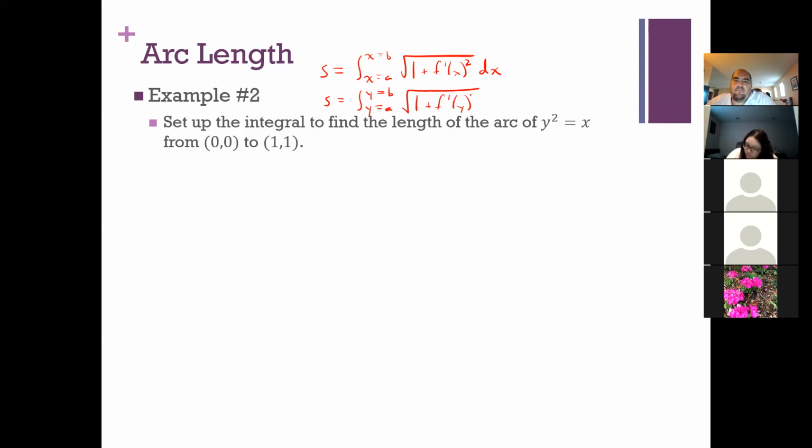In fact, for this example here, it probably makes more sense to do this in terms of y because you already have a function where x is equal to some function written in y. Obviously for this one, it wouldn't take much doing to re-express this in terms of x, but let's just keep what we have. I have a way to express x as a function of y. So I want to set up the integral to find the arc length. Where should I go from here?